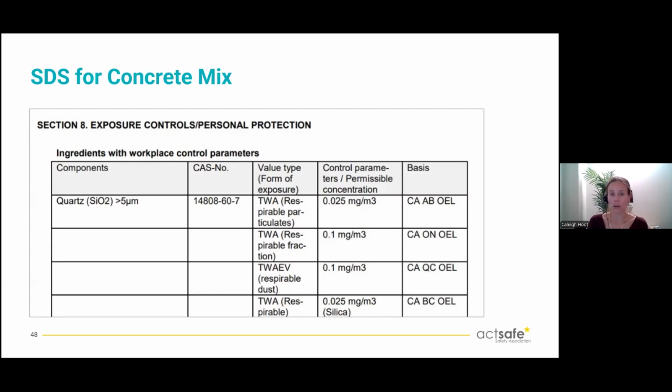Usually in our SDSs in Section 8, you will see these separated, and that is what your basis is. So it's just different provincially. Find BC, find your control parameters and your permissible concentrations, and that's what you're allowed over an 8-hour workday. Hopefully that gave us a little bit of insight into the exposure control areas of our SDSs, but we'll jump into the easier part of Section 8.